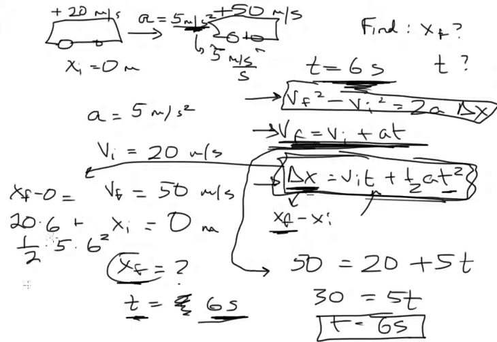So 20 times 6 is 120 plus 6 squared is 36 divided by 2 is 18. 18 times 5 is 90. So if I did my math right, this should be 210 meters. That is your x final. Cool.